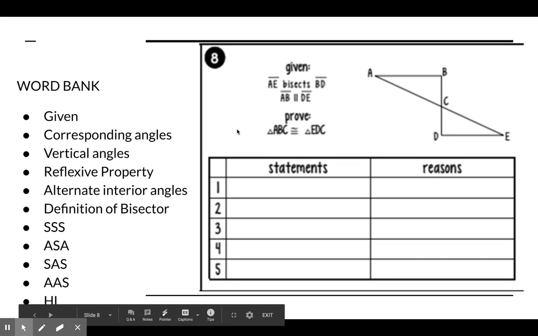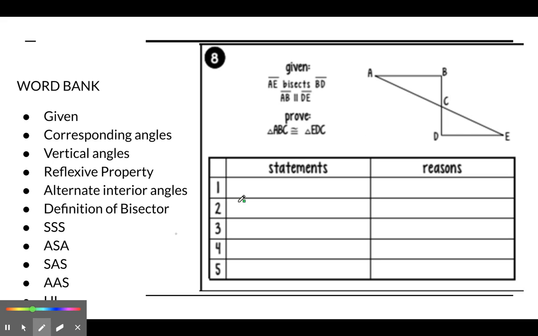Okay, next one. Segment AE bisects BD. Remember, bisects means cut in half. So AE, where's AE? A is this diagonal line here, bisects BD. So that means that BC and CD are congruent to each other.